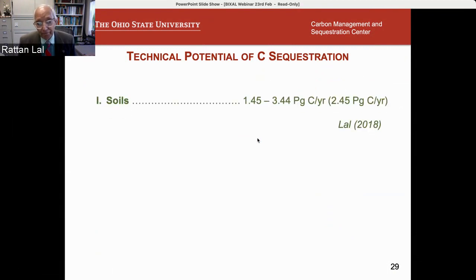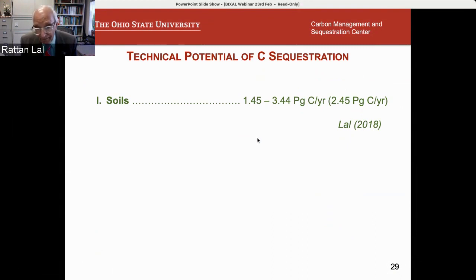If we did that and considered a positive carbon budget, the technical potential of carbon sequestration in soil of the world is about 2 to 2.5 gigaton of carbon per year. Remember, annually we are adding carbon into the atmosphere, 10 gigaton through fossil fuel and about 1 gigaton through land use.